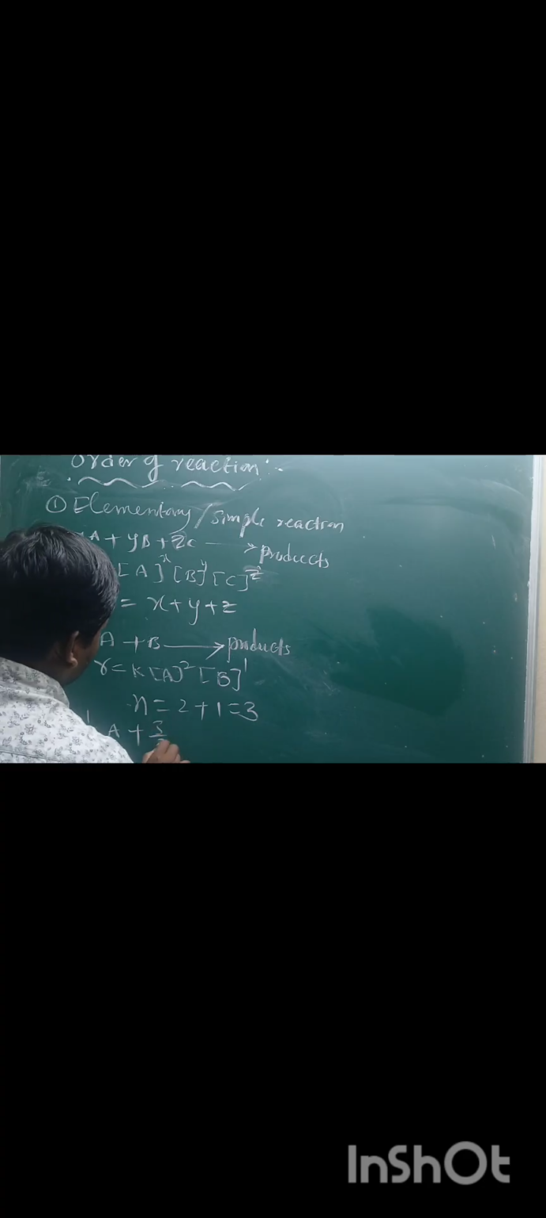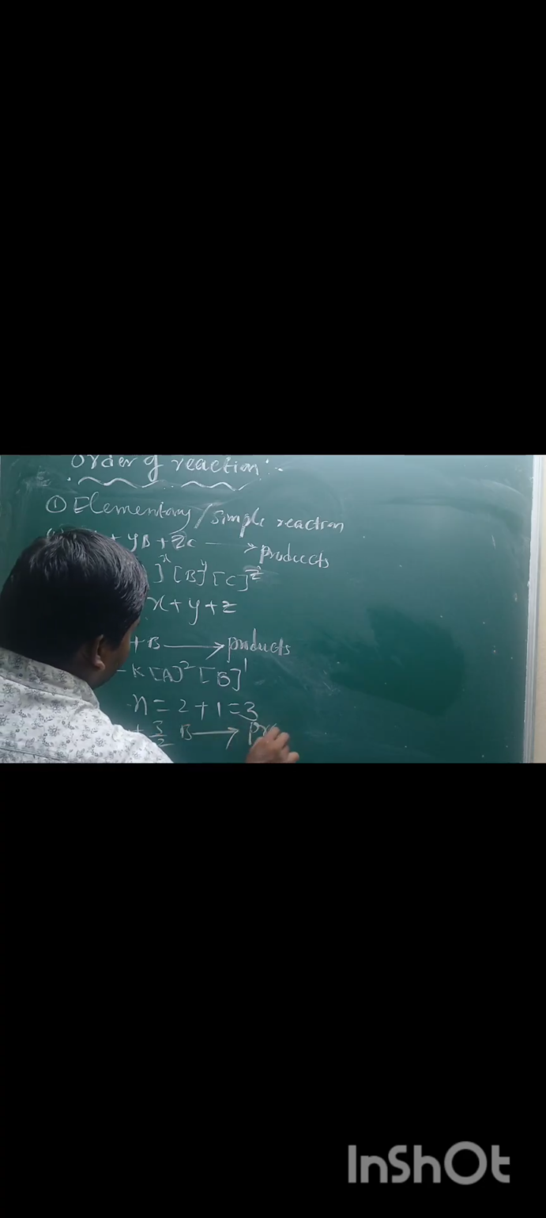If you take 1 by 2 A moles, 3 by 2 B moles, reactants give rise to product. R is equal to K into concentration of A power 1 by 2, concentration of B power 3 by 2. N is equal to sum of the powers, 1 by 2 plus 3 by 2 is equal to 4 by 2 is equal to 2 only. This is second order reaction. I hope it is clear.